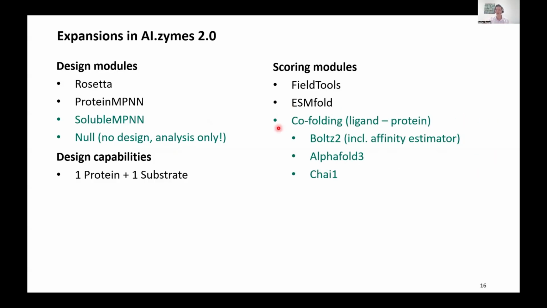On the scoring side, we actually substantially expanded our capabilities to assess the catalysts that we have designed. So we're now also offering to use co-folding models where you can predict protein-ligand complexes. So we have Boltz2, AlphaFold3, Chai-1. In addition, we also established MMseqs2 to quickly provide multiple sequence alignment for the structure prediction. We also started to integrate Ember into AI.zymes. This is at the moment only doing structural minimization.